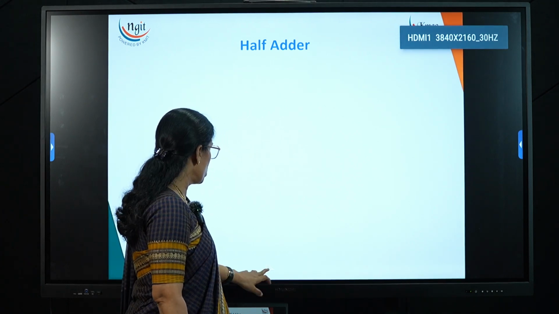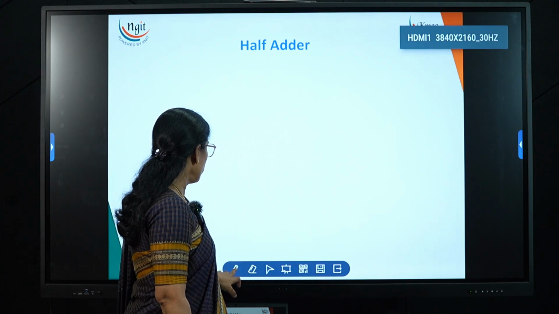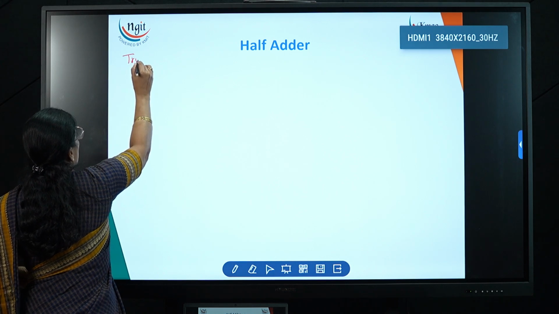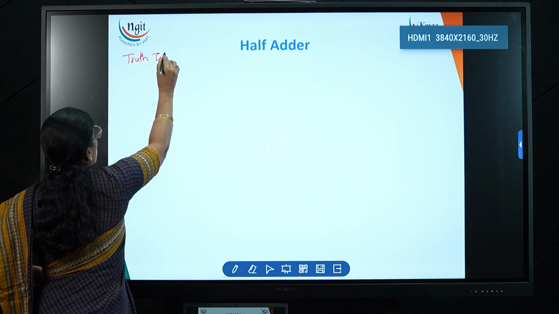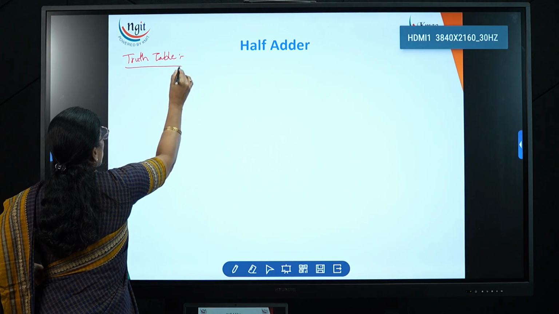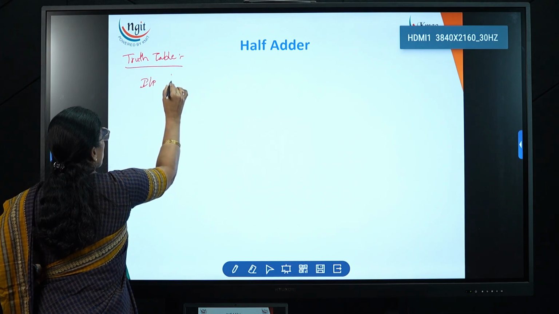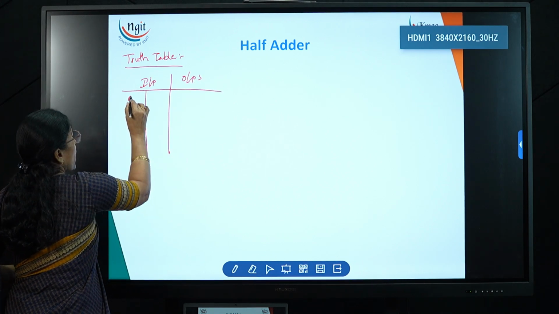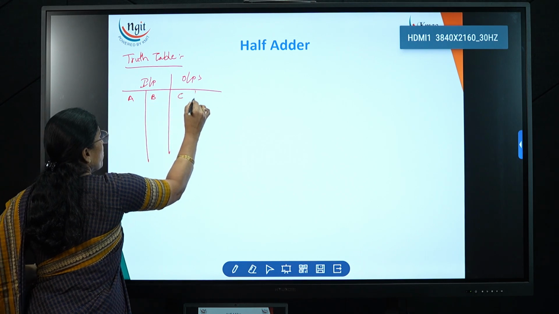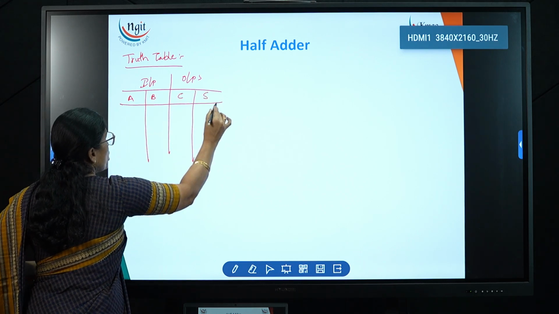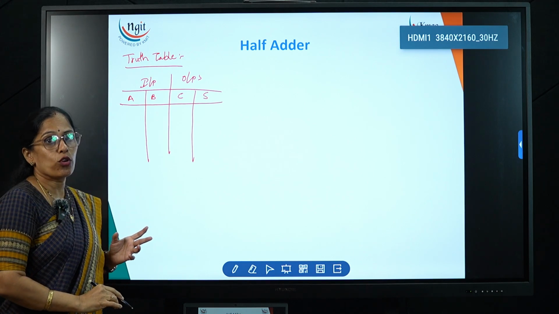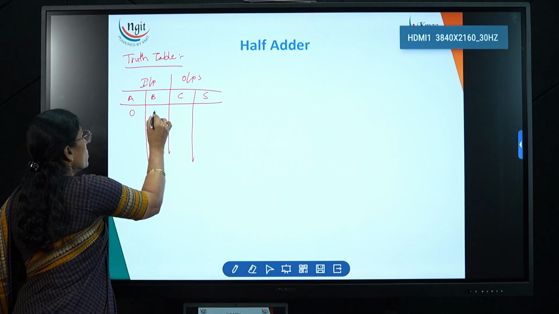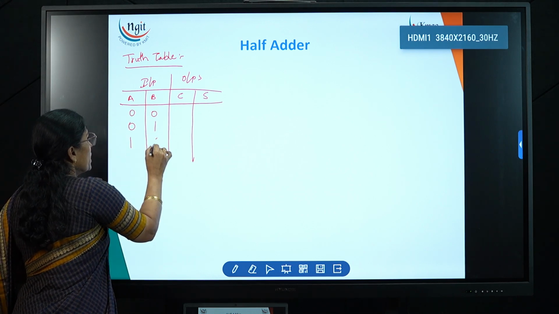Now let me draw the truth table for the half adder first, and after that we will see how to construct the diagram. Now, the truth table for the half adder. Here how many inputs are there? Two inputs and two outputs. What are those? Inputs are A and B, and outputs are carry and sum. Because two inputs are there, we get a total of 4 combinations, that is 2 to the power of 2. The 4 combinations are 00, 01, 10, 11.